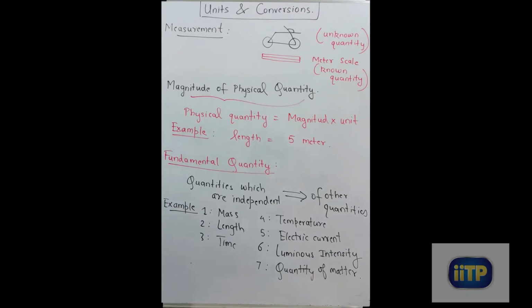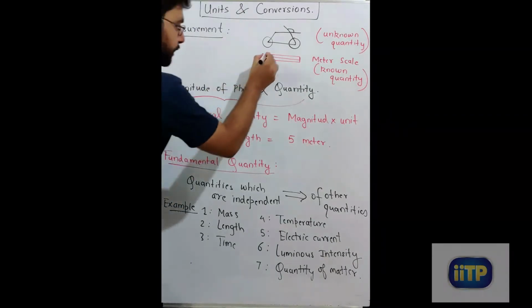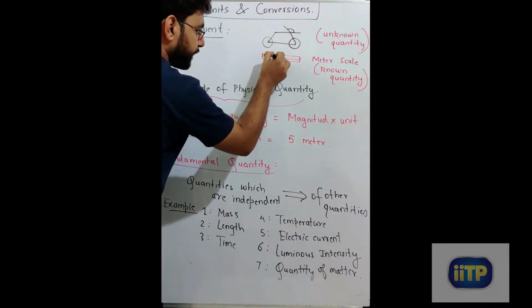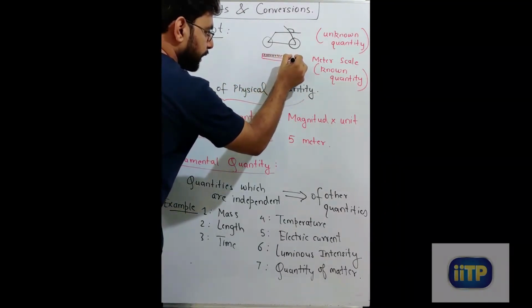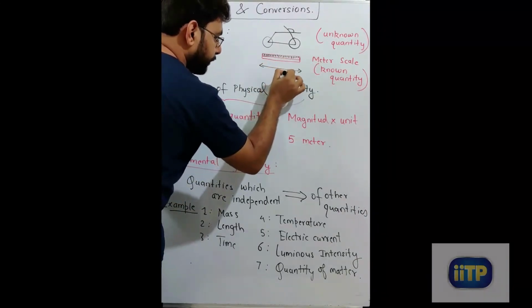Now let us see what is measurement first. What is measurement? So measurement is the comparison of an unknown quantity, as you can see this is unknown quantity, with a known standard quantity. So for example, this is a known standard quantity, that is a meter scale. We know how much is the length of a meter scale. Let's say suppose this is of, let's say, 5 meter.